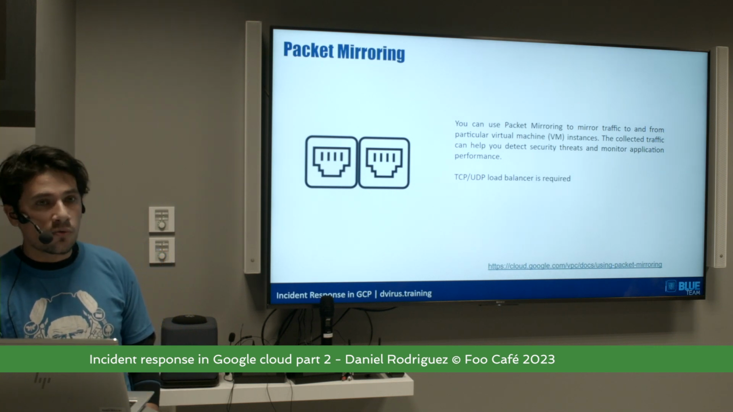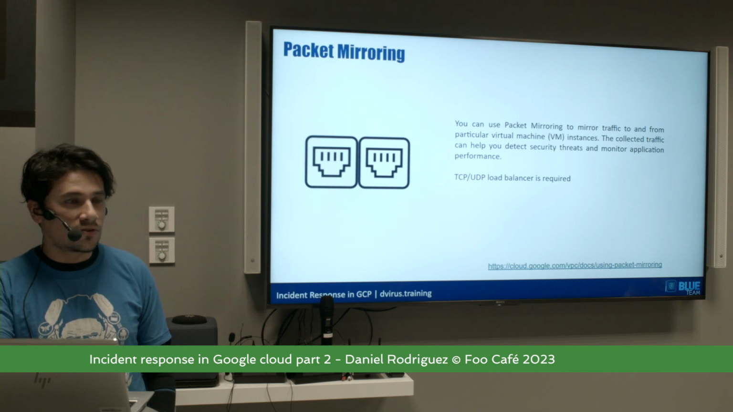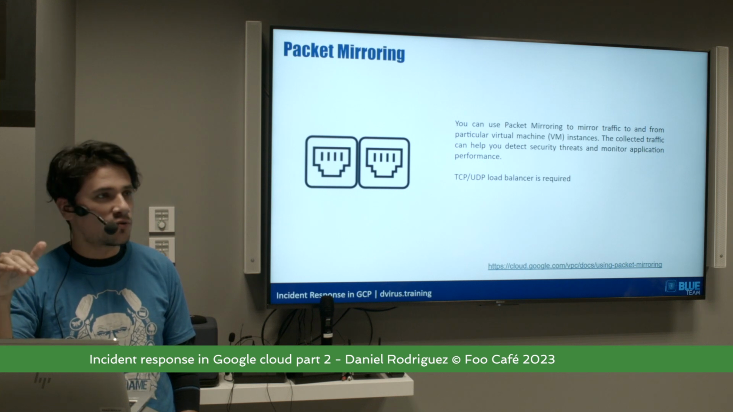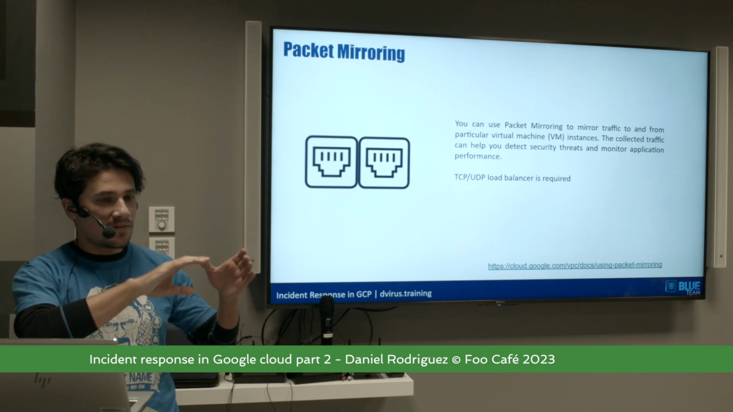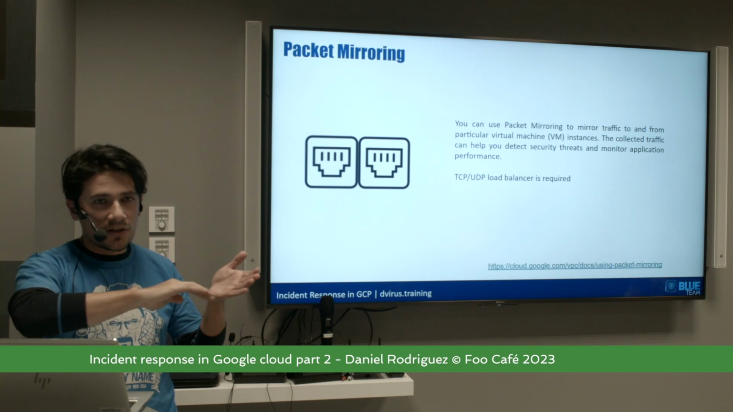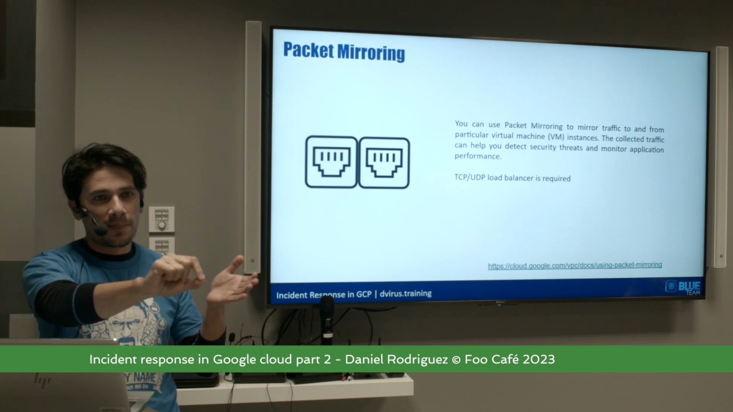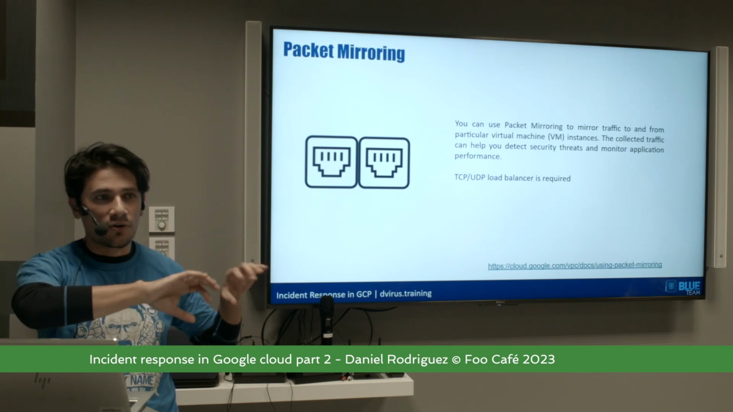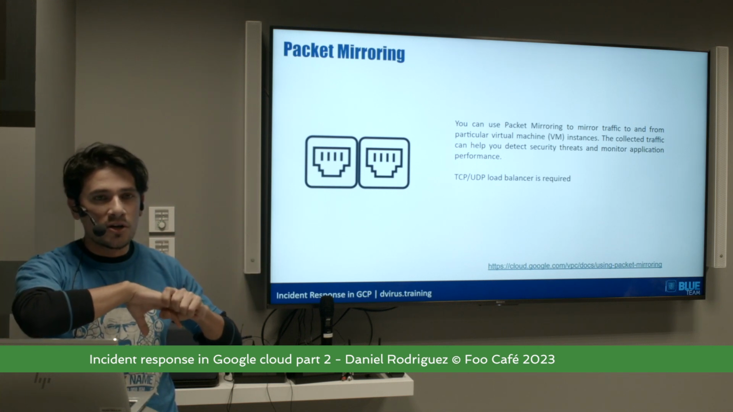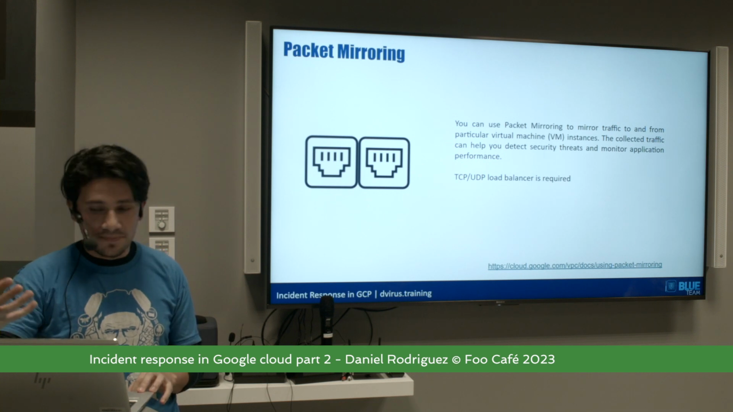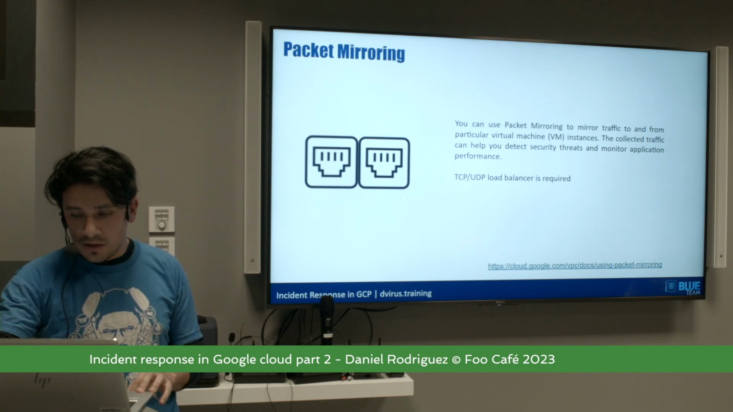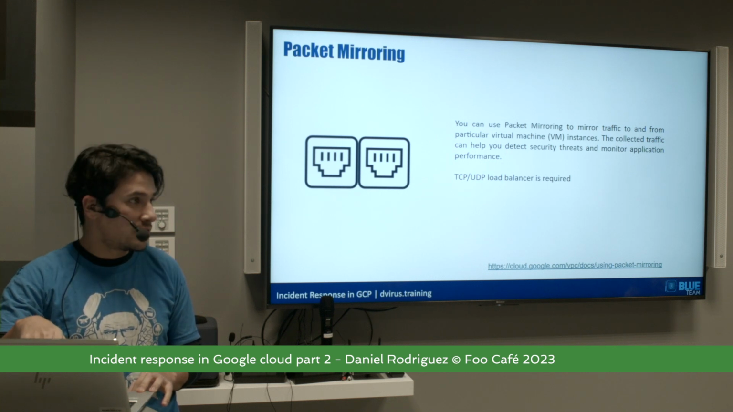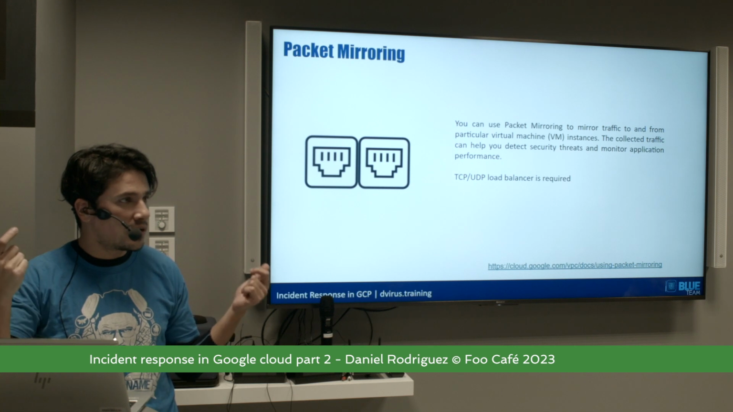In traditional networks, we can turn on packet mirroring, like in the traditional intelligent switch, where we can tell the switch all the traffic that is in this port, just put it in this mirroring port, and we will be able to see all the data or all the network packets in our network. So we can do the same in GCP. Something important here is that we need to set up a load balancer. So it's not like I just turn this on and it will work.